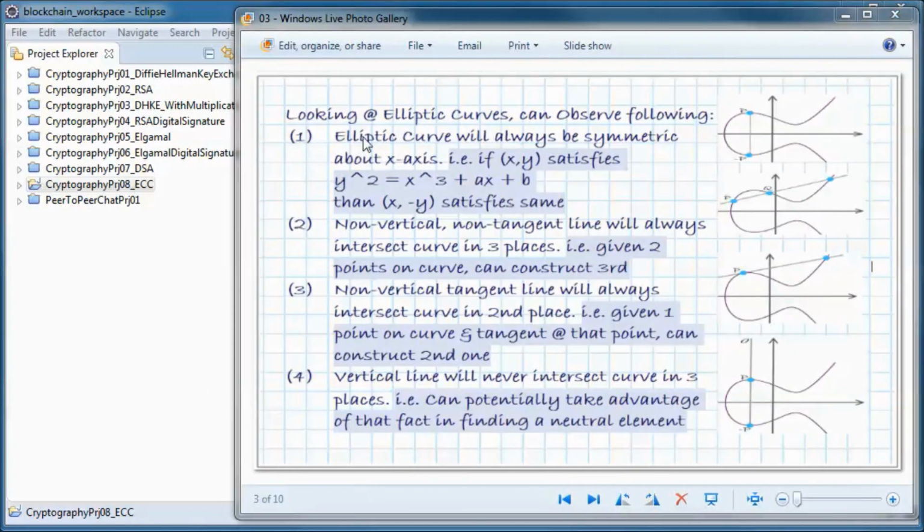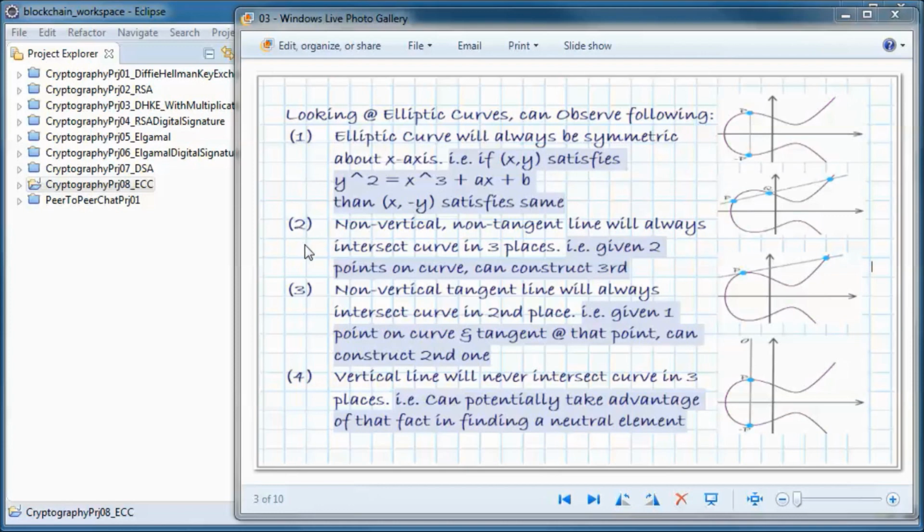Now looking at elliptic curves, we can make the following observations. One, that an elliptic curve will always be symmetric about the x-axis. So if we have point P with coordinates x and y that satisfies the equation of the curve, then point minus P with coordinates x and minus y satisfies this equation also.